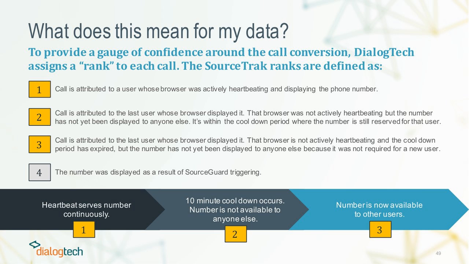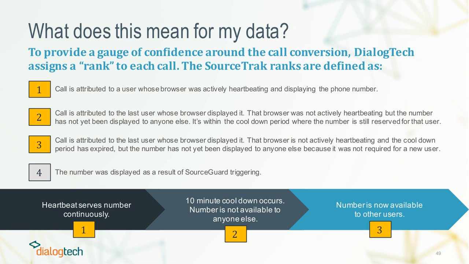With Dialog Tech's call attribution, a phone number holds on to its attribution until it's served again. And so we know with a fair amount of confidence that when a call comes in through this phone number, it's very likely the person who viewed it last, but we can't be 100% certain. That's why it's a slightly lower confidence.